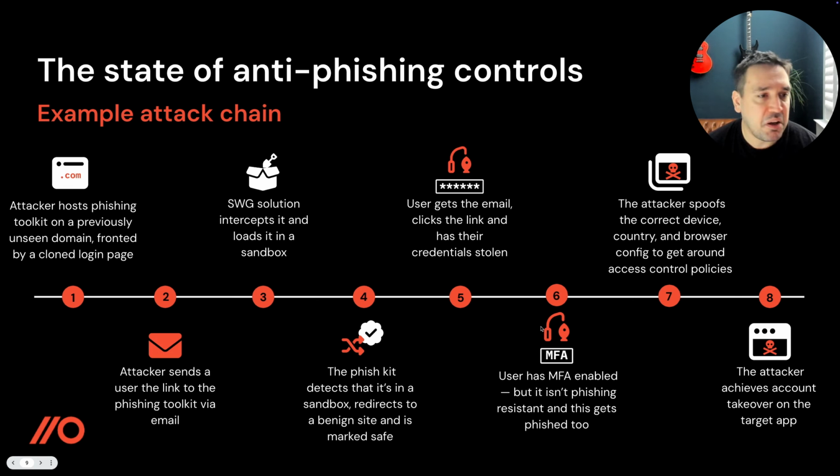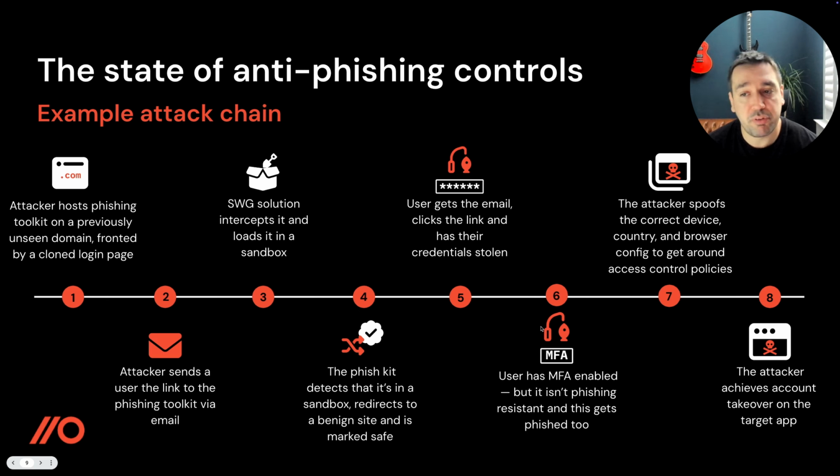Okay, so let's look at an example attack chain that's getting around these things. Maybe an attacker hosts a phishing toolkit, but they do it on a previously unseen domain with a cloned login page, so it's not on any TI feeds. Maybe they send it directly via email, but the secure web gateway solution intercepts it and loads it in a sandbox, but the phish kit detects it's in a sandbox and redirects to a benign site that's marked safe. Therefore, it gets passed on to the user. The user clicks the link, then they have their credentials stolen. It then prompts for an MFA factor. They aren't using passkeys, like most people aren't, so that gets phished as well.